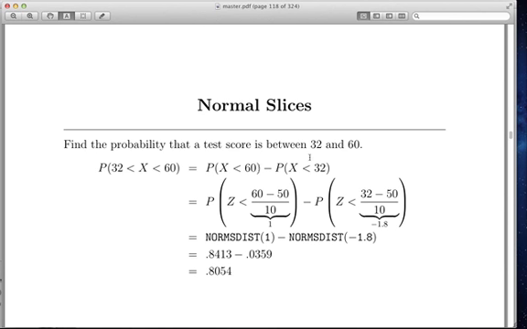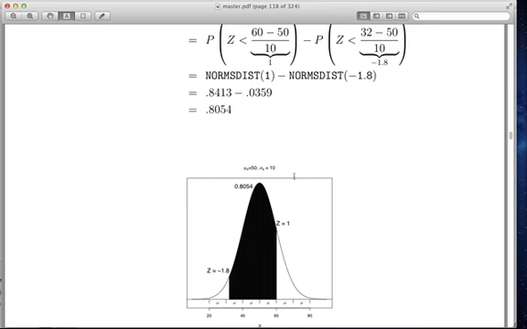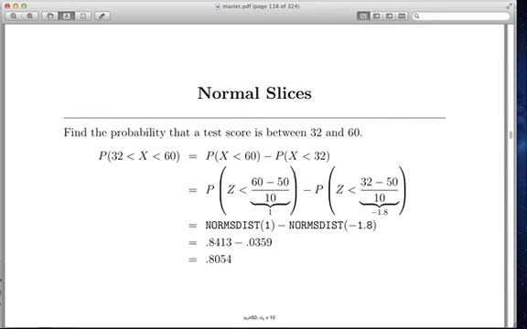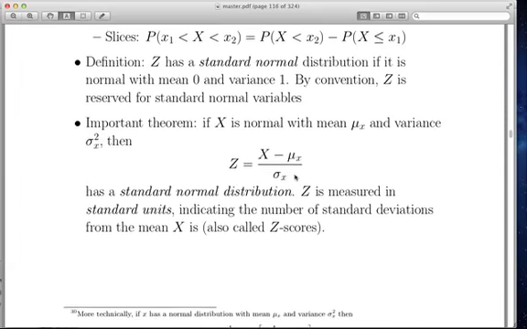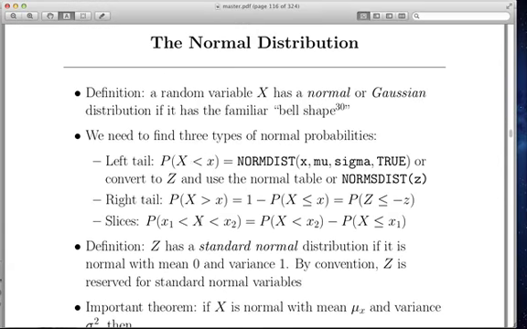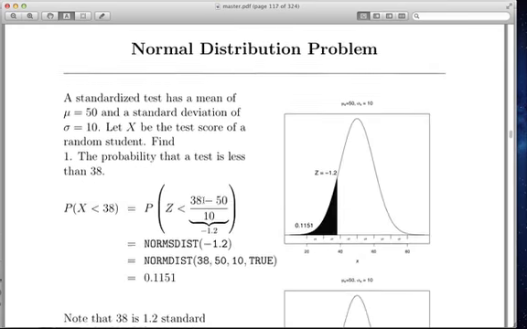Now what do I do? Well, I just repeat the two things I did earlier. So 50 minus 60, this is 1 standard deviation to the right. This is 1.8 standard deviations to the left of the mean. I go look those two numbers up, and I'm done. All right, so the area in that slice is about 80.5%. So that's how we find the three probabilities in the middle: either the left tail, the right tail, or the slice.